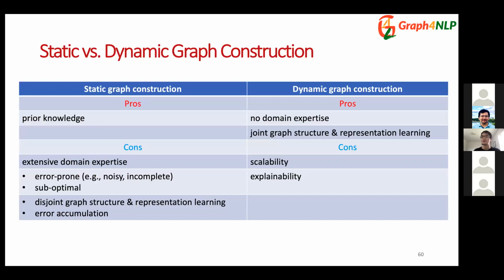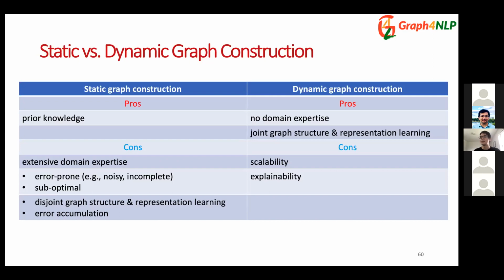The biggest advantage of static graph construction is that it can very easily encode rich prior knowledge in a graph. This can be very helpful for certain NLP applications, but this can also become a downside when it's expensive or not practical to obtain such extensive domain expertise. For example, for some low resource languages, we might not have rich prior knowledge to utilize. We might not be able to obtain very high quality dependency graphs or AMR graphs.